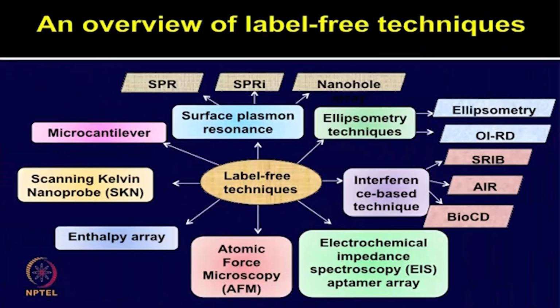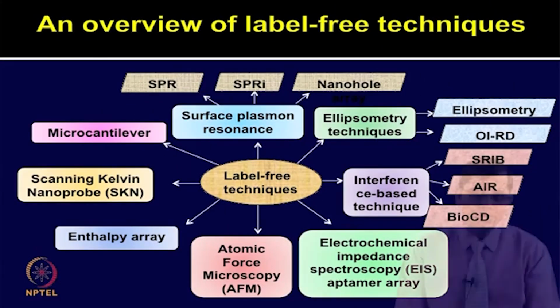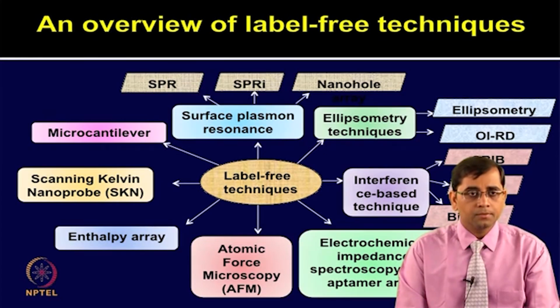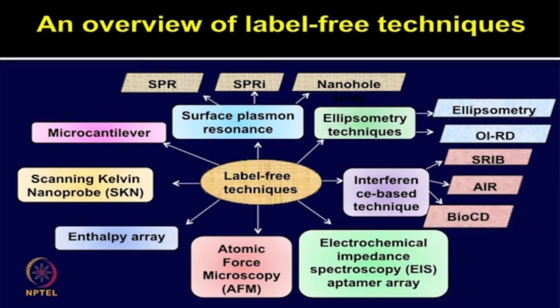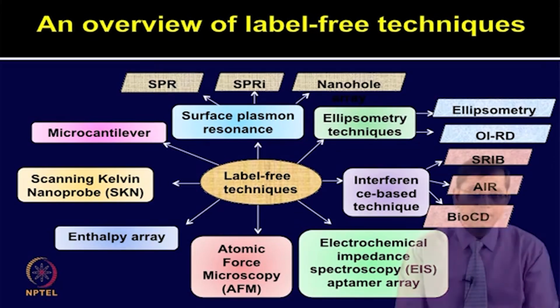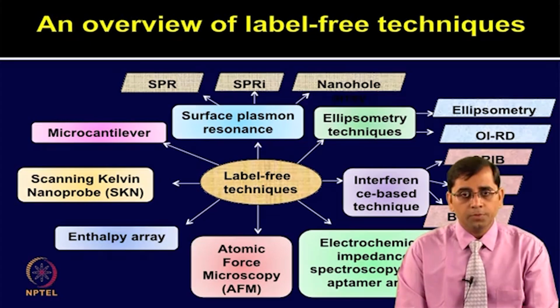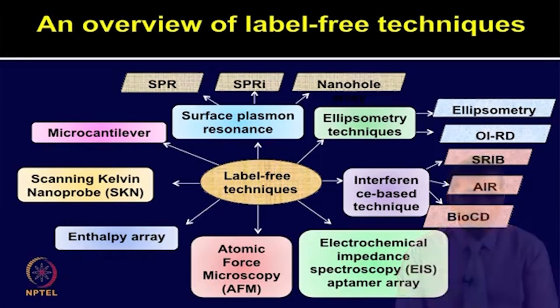These label free techniques are emerging rapidly as complementary approaches to the currently available label based methods. As shown in this slide, these methods include surface plasmon resonance, ellipsometry, interference based techniques, electrochemical impedance spectroscopy, atomic force microscopy, enthalpy arrays, scanning Kelvin nanoprobe, microcantilever, etc. So, let us discuss briefly each of these label free detection techniques in the following animation.